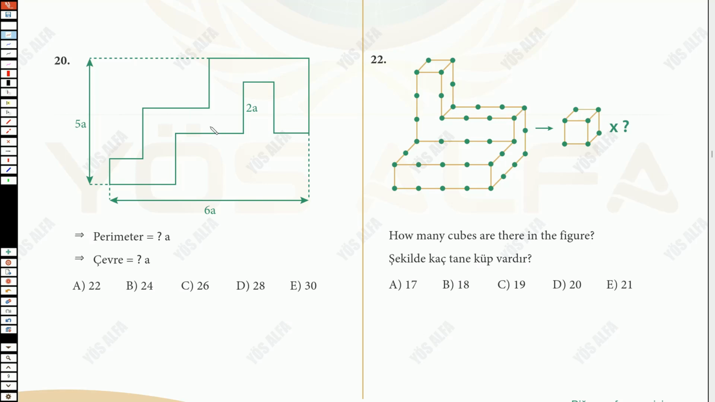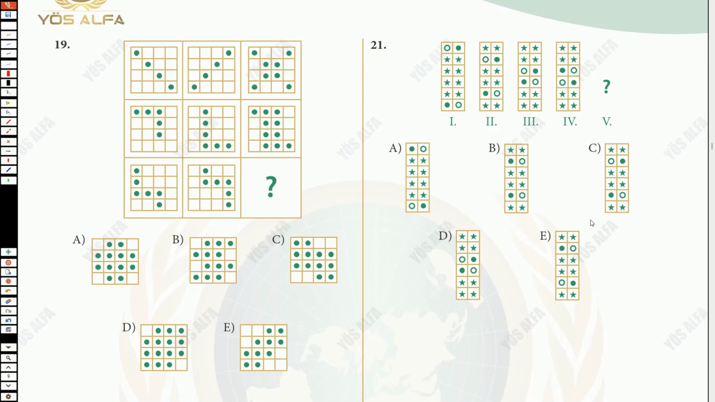Number 20. The perimeter of the figure is asked. So the height and the lengths are given. The length is 6a, which means you can consider this as a continuous line from left to right. So this is 6a, and that is another 6a we have here. So 6 plus 6. And then the height is 5a. So this is 5, and this is another 5. So we have two 5s. And what's left is 2a and 2a. So this is 4a. So the summation is the perimeter of the figure. So 12, 10, 22, and then 4, 26 is our answer.